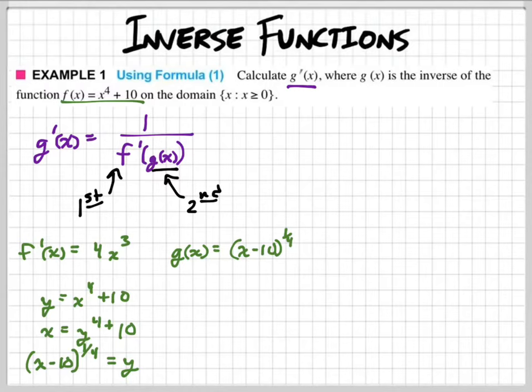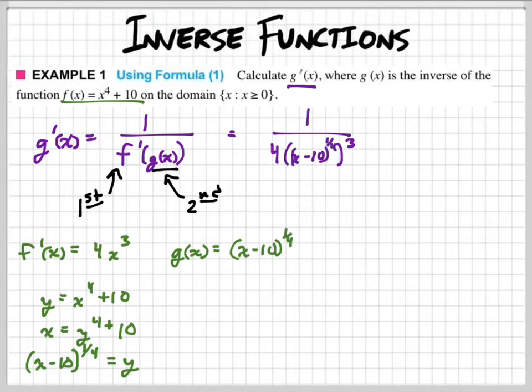All right, so now we have our f function, our f prime function, and we have our g function. Now we can plug those into our formula and simplify. Okay, here we go. Back up to our formula. We have 1 over. Now we're going to take the g function and plug it into this. So we have 4 times something raised to the third power. And that something is our g function. So we got to put x minus 10 raised to the 1/4.